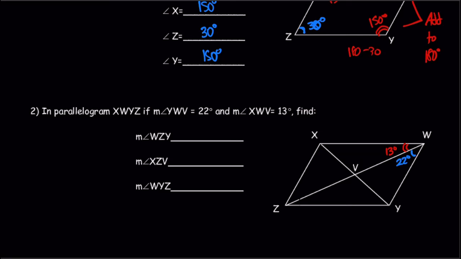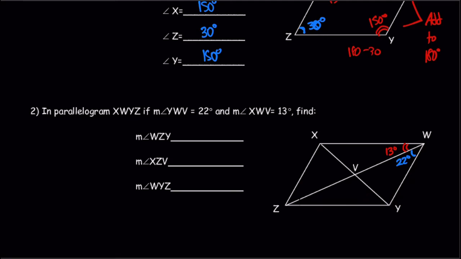Now I need to find these other angles. WZY is this angle down here. XZV is this angle here. And then WYZ is this whole angle here.